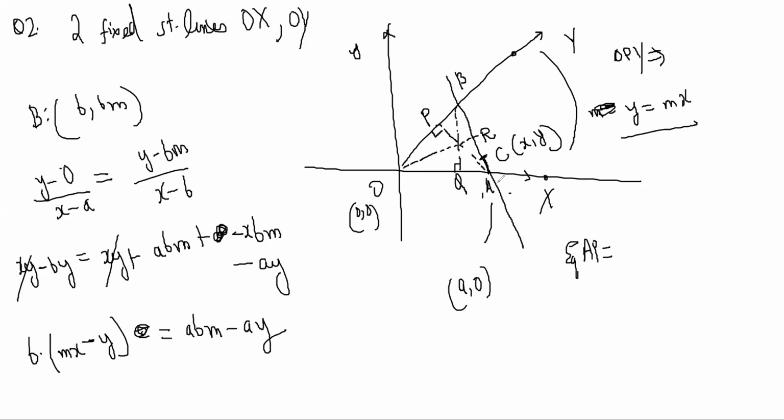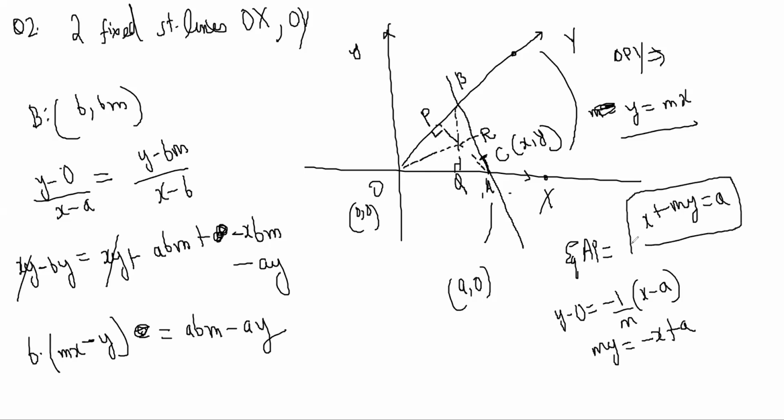It passes through a comma 0. So y minus 0 is equal to minus 1 by m times x minus a. So my is equal to minus x plus a, x plus my is equal to a, right? I hope I haven't made some mistakes. No, it's correct. So you have found the equation of AP.